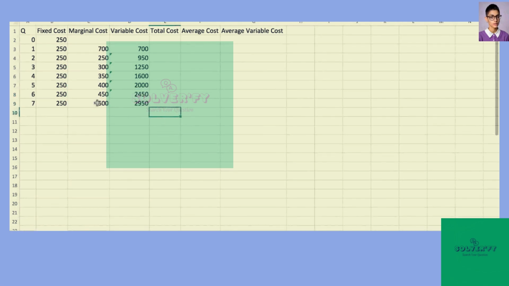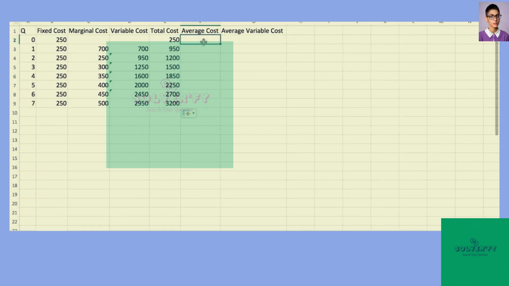Now to find the total cost, we know that the total cost is the sum of the variable cost and the fixed cost. So we can just do the sum of the fixed cost and the variable cost. Now for the 0th unit, we just have the fixed cost, which is $250. But if we drag this formula down, we can get the total cost for all 7 units.